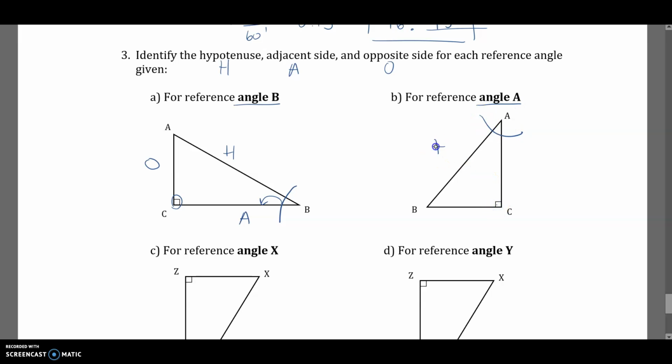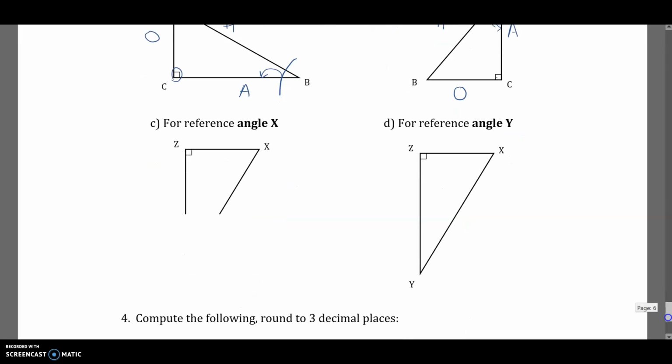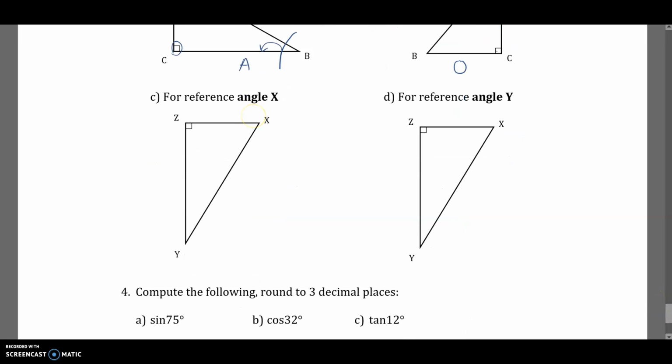Across from the 90 degree is always the hypotenuse. Across from the reference angle is the opposite side. Beside the reference angle is the adjacent side. Here I'm labeling based on angle X. Notice we're never labeling based on our right angle. It's always one of the other two angles. Across from the 90 degree is my hypotenuse. Across from my reference angle X is my opposite side. Beside the reference angle is the adjacent. Here from angle Y, again, across from the 90 degree is the hypotenuse. Across from reference angle Y is the opposite side. Beside reference angle Y is the adjacent side.